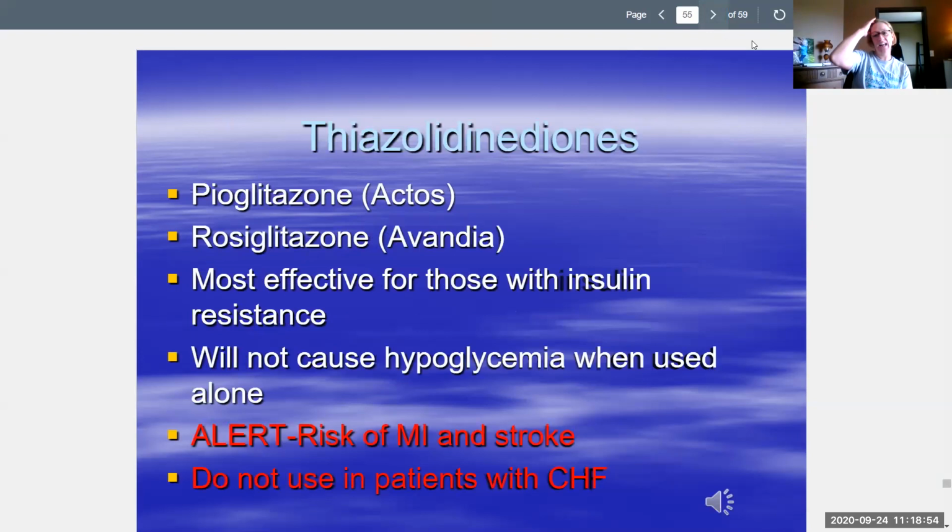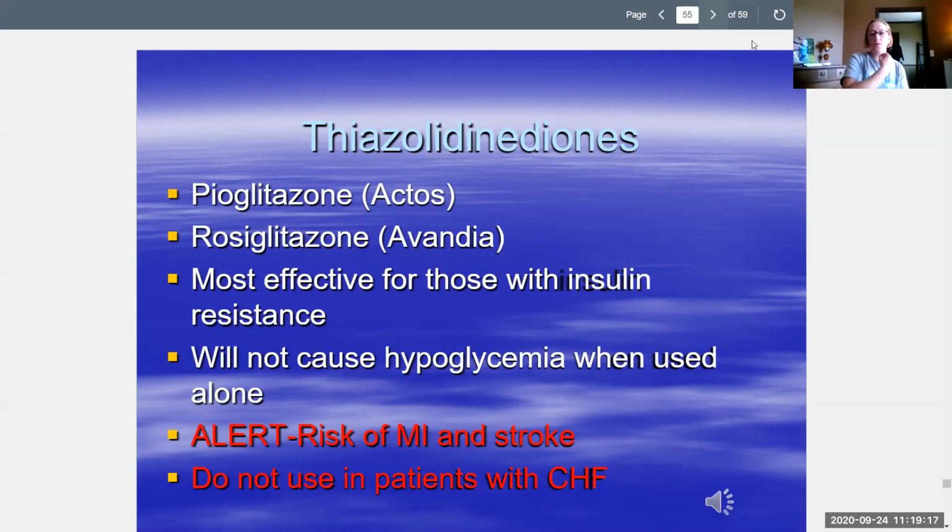Okay, so now we have, I can never pronounce it, TZDs, or thiazolidinediones. Bonus points for anyone who can pronounce that appropriately. I don't know. But our TZDs are pioglitazone and rosiglitazone, Actos and Avandia.